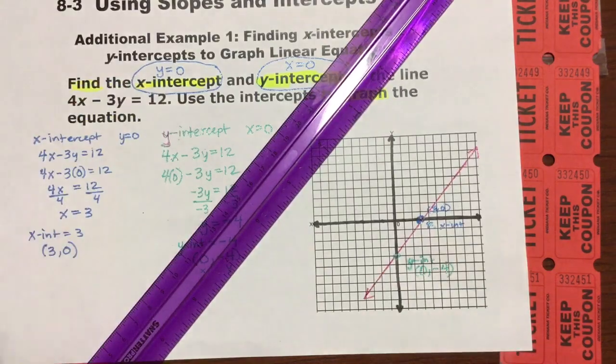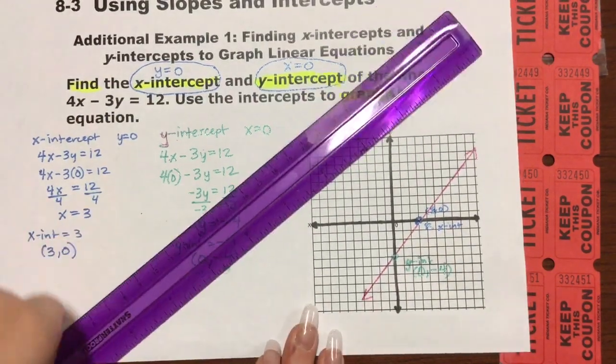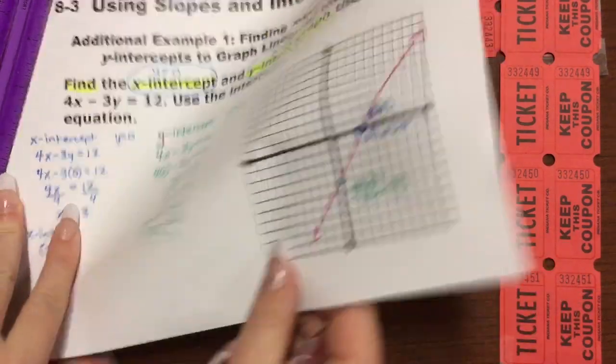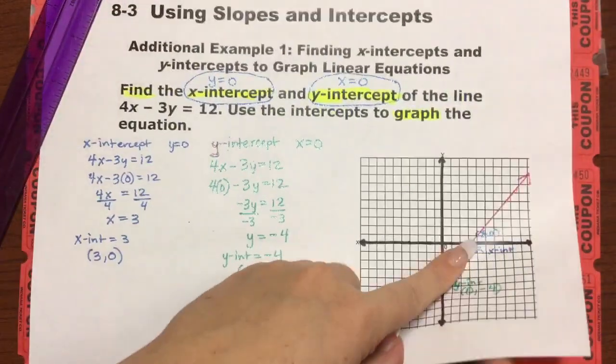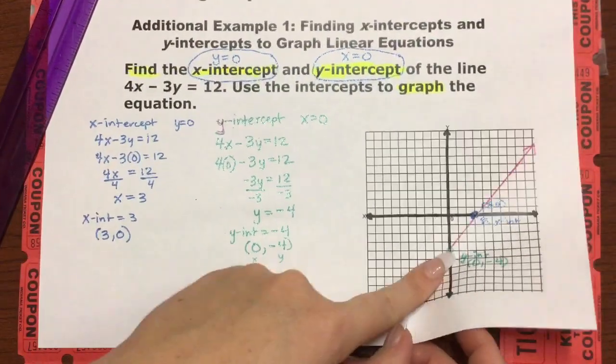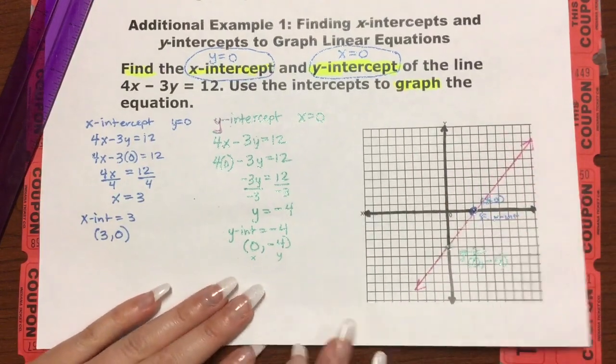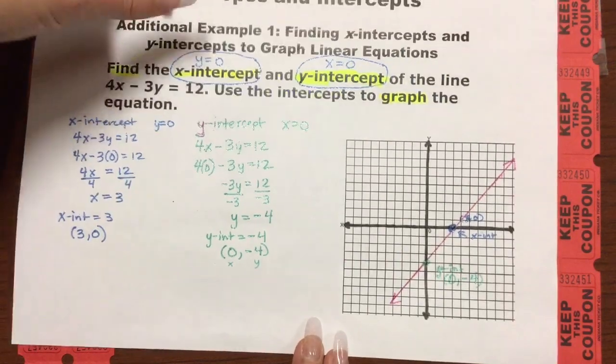That is it. So super easy to graph once you find the x-intercept. So we found that the x-intercept was 3, and then we plotted that there, and then we found that the y-intercept was -4. That's when it intercepts the y-axis, and then we just connect the dots, and there you go. You have an equation for the line.